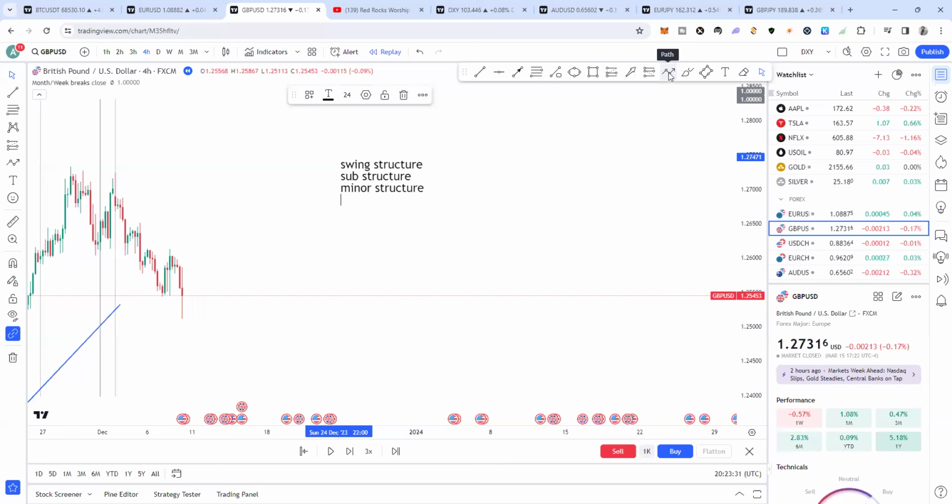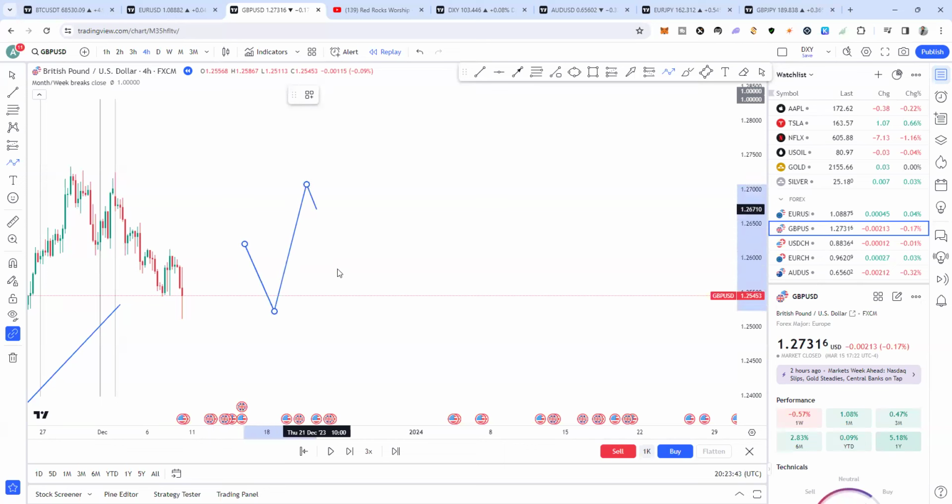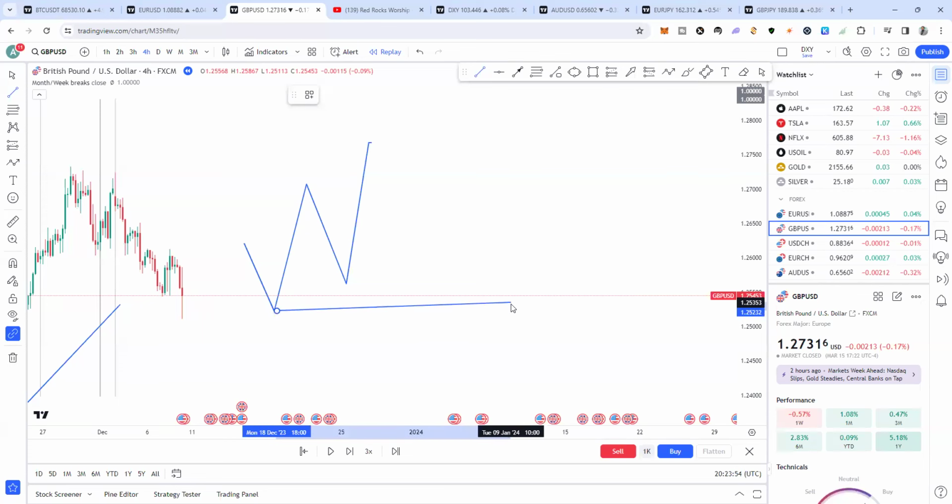Let me explain what the swing structure does. The swing structure helps you to determine the zone at which you'll be trading. Now, you have a bullish structure that looks like this. So with the swing structure, it helps you to look at the zone from which you'll be trading.